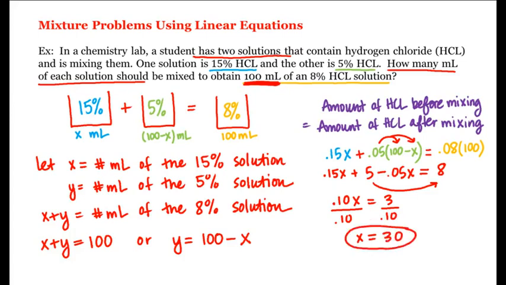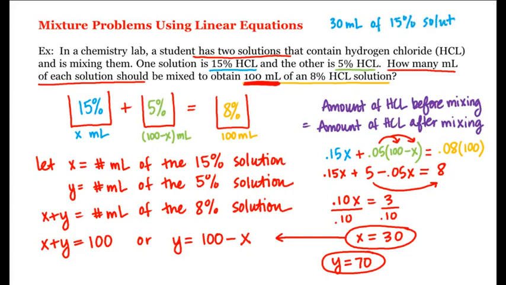And if X is equal to 30, we can plug that in over here, which gives us Y is equal to 100 minus 30, or 70. And therefore, writing our answer up here, the student would need to mix X, or 30 milliliters of the 15% solution with Y, or 70 milliliters of the 5% solution in order to obtain 100 milliliters of the 8% hydrogen chloride solution. So this would be our answer here.